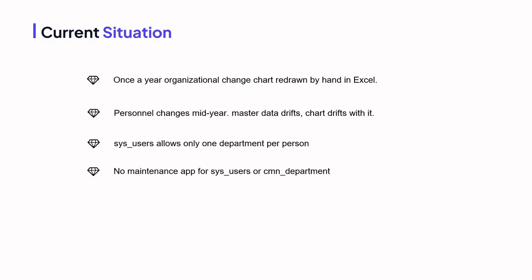Right now, this level has a major bottleneck. Every annual reorganization requires redrawing the organizational chart manually in Excel. On top of that, personnel changes cause the master data and the chart to drift apart. So I wanted to eliminate the double work. My goal was to turn the organizational chart into a live view of the master data. Now, as long as the master data is accurate, the chart takes care of itself.